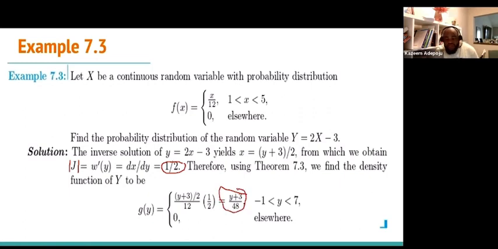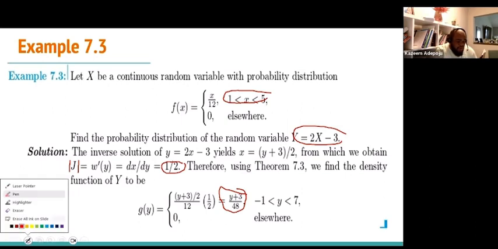And don't forget, I also need to figure out the support of y across the space. All I'm going to do is put the minimum, 1, here. When I plug in 1, that's going to be -1, right? And when I plug in 5, what is 2 times 5? 10. 10 minus 3 is 7. Now I'm done. Any question?